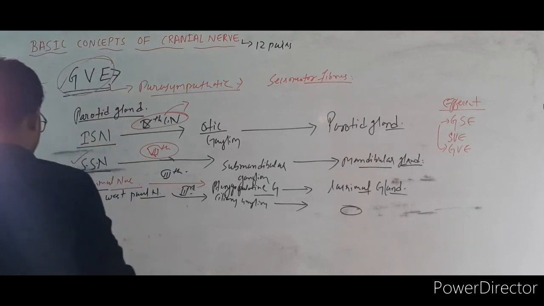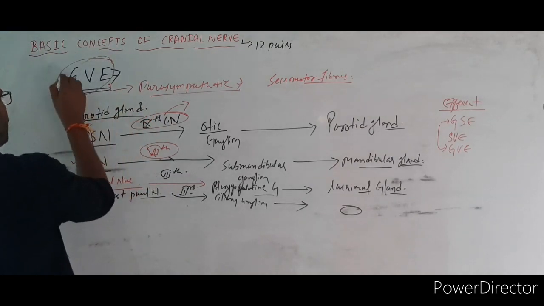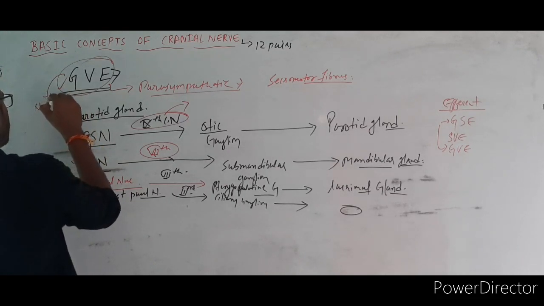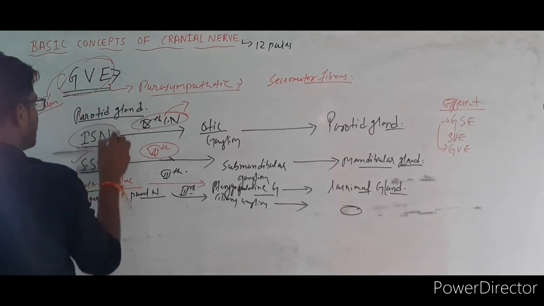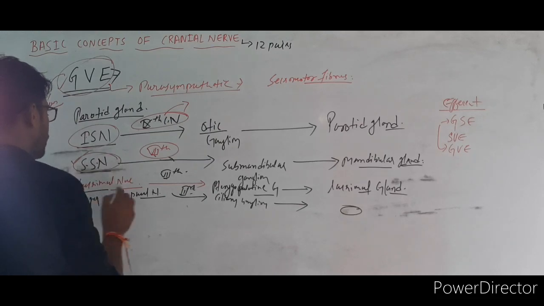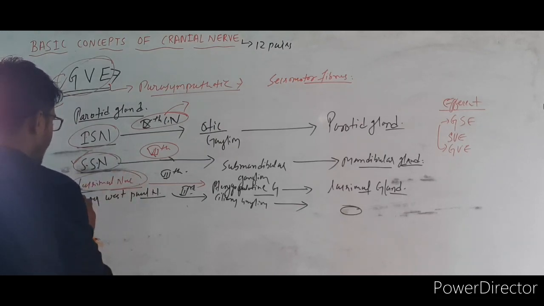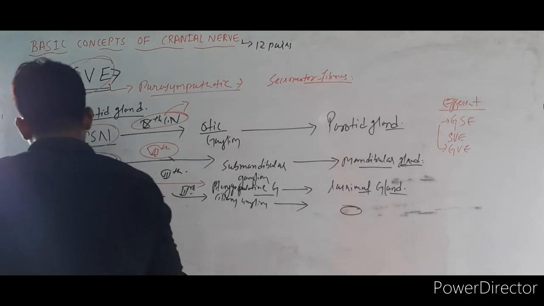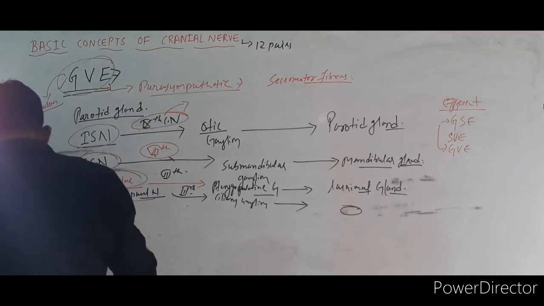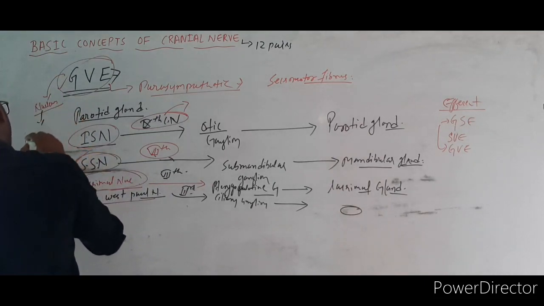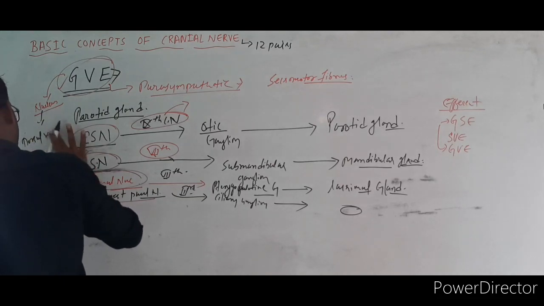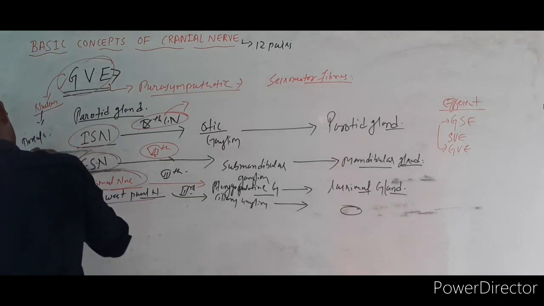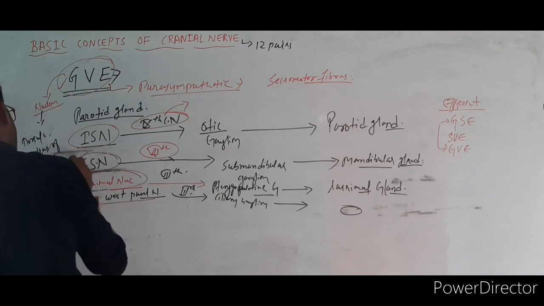A question has been asked about the nuclei. So these are the inferior salivary nucleus, superior salivary nucleus, lacrimatory nucleus, and the Edinger-Westphal nucleus, and one more nucleus which I forgot to mention, that is the dorsal nucleus of the vagus. Right, this nucleus is also there.